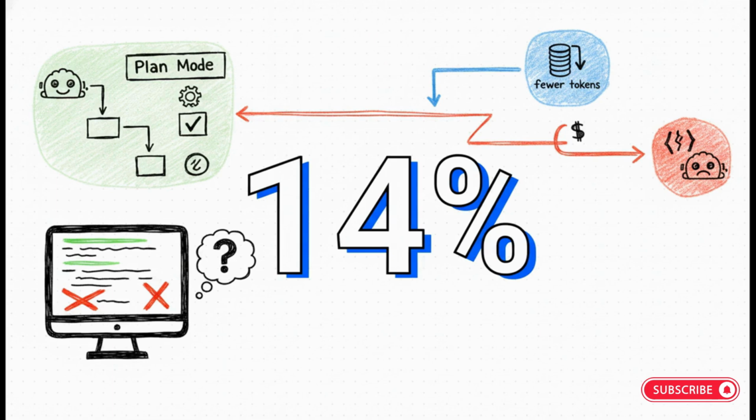Why? It's simple. Misunderstandings caught in the planning phase cost almost nothing to fix. You just tweak the plan. But if Claude runs wild and writes hundreds of lines of completely wrong code across 5 different files, you basically have to scrap the whole session, clear the context, and start over. That is incredibly expensive. Plan first, save tokens.